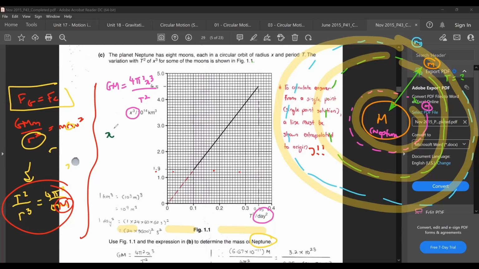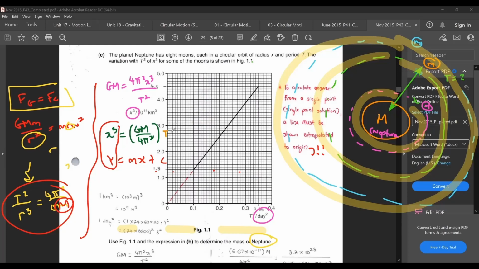So this one will be x cubed equals GM over 4π² times t squared. All right, so this one is y equals mx plus c, where the y-axis is x cubed. Okay, wait, sorry, I think I did this thing wrong. This one is t squared, right?